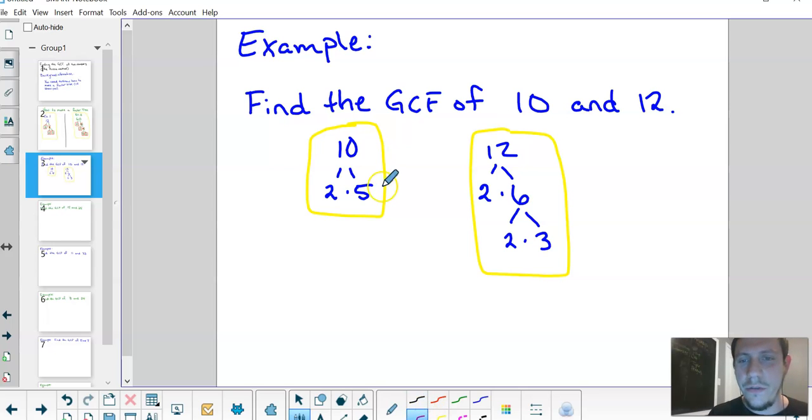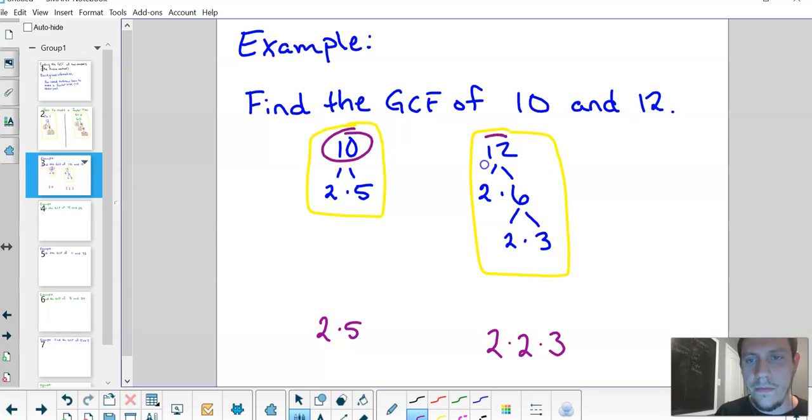All right, so now that we have two completed factor trees, this is how I like to do it. Instead of writing 10 and 12, I'm going to write 2 times 5, because 2 times 5 is 10. And instead of writing 12, I'm going to write 2 times 2 times 3, because 2 times 2 gives me 4, and 4 times 3 gives me 12. So I'm just rewriting the two numbers we started with as the product of their prime numbers.